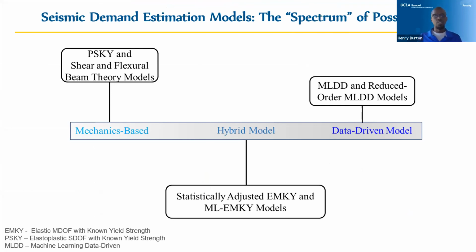So what I'm showing here, I call this the spectrum of possibilities in terms of developing these models. On the left end are models that are purely mechanics based, right? So for example, Professor Miranda developed a set of models that are based on shear and flexural beam theory. There are also some models that are based on elastoplastic single degree of freedom systems with known yield strength. So these are all mechanics based. And then on the right end are the data-driven models. Again, these are models where you put in the structural parameters of the building and you get a response. And then somewhere in the middle, there's a hybrid model where the user is going to have to do some type of intermediate analysis. It might be a linear elastic analysis, maybe either based on response spectrum analysis or maybe based on equivalent lateral forces.